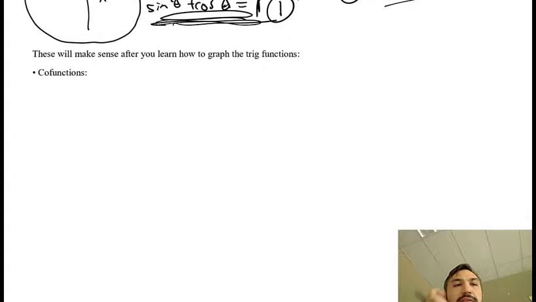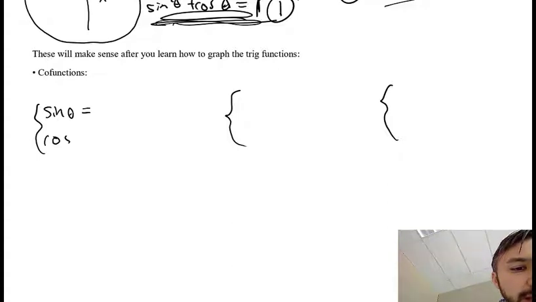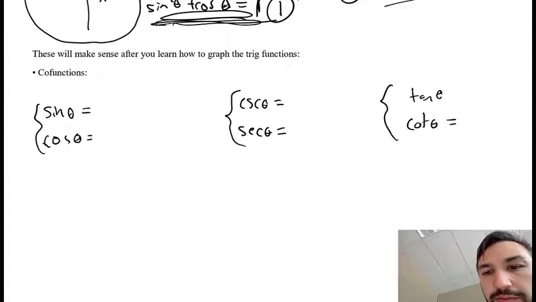Alright, and then the last of the basic identities that you need to memorize to just kind of get your feet on the ground is some of the cofunction identities, and these will make more sense to you when we talk about what the graphs of these functions look like. So cofunctions, they kind of come in like 3 groups, or I like to think of them in 3 groups. So sine and cosine are cofunctions. Secant and cosecant are cofunctions. And tangent and cotangent are cofunctions.